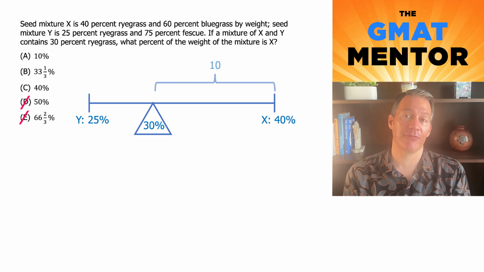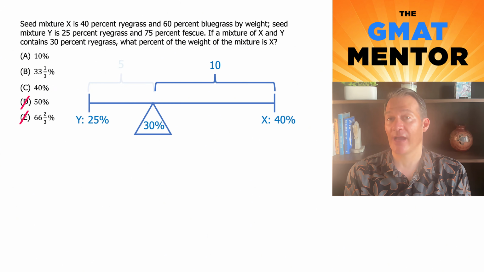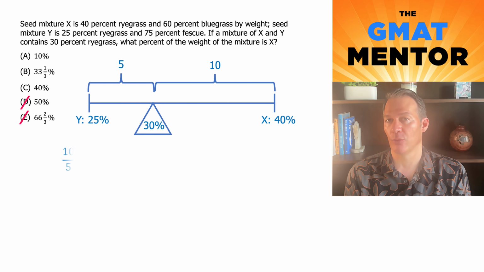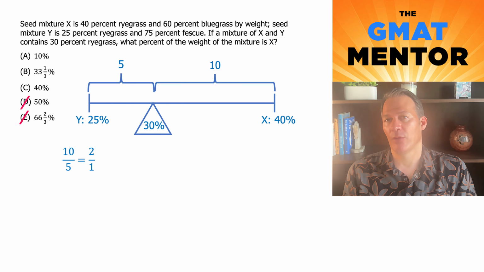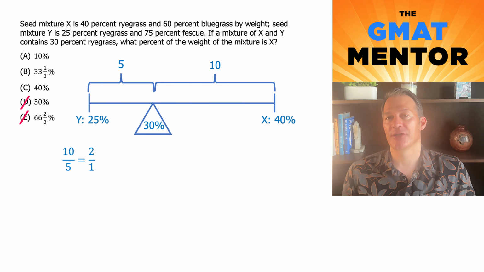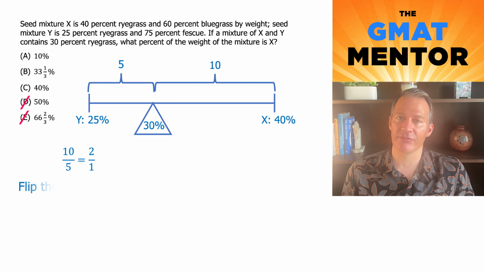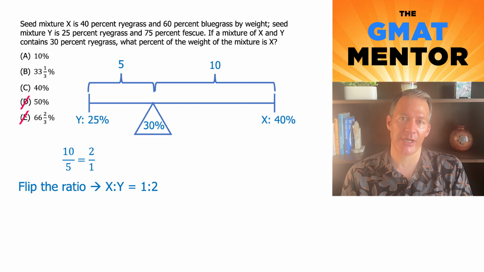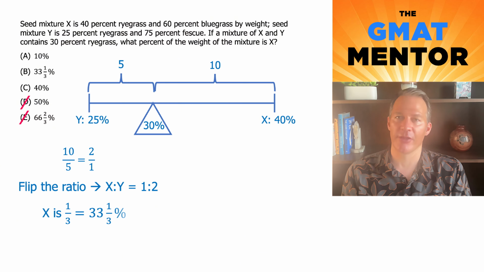But we can get the exact ratio just as easily. The distance from 30 to 40 is 10. The distance from 25 to 30 is 5. So those distances are in a ratio of 10 to 5, or 2 to 1. Here's the key. In a weighted average, the quantities go in the opposite ratio. The average is farther from 40, so we need less of mixture X. It's closer to 25, so we need more of mixture Y. So we have 1 part X for every 2 parts Y. That gives us 3 total parts, and X is one of those 3. So mixture X makes up 1/3 of the combined mixture, or 33 1/3%.